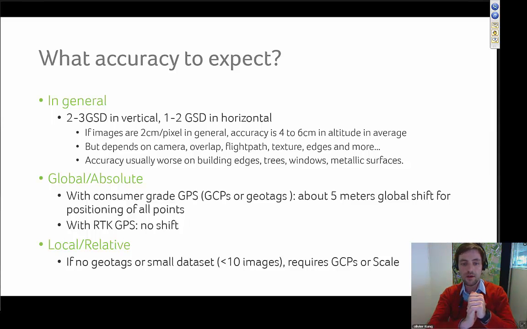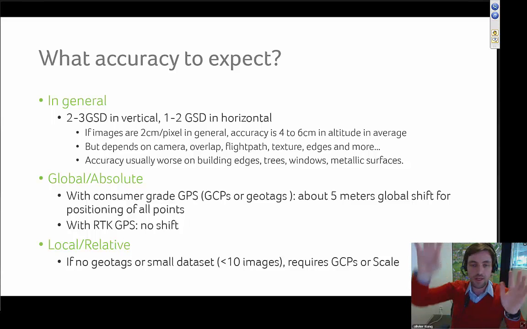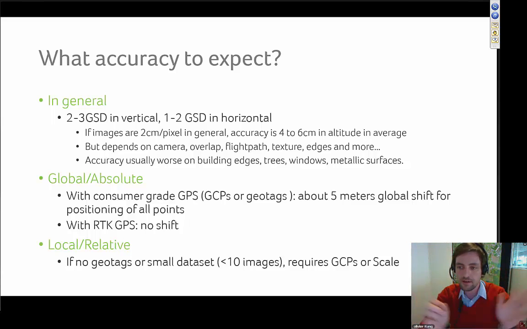Another thing maybe to think about is, imagine you would do a flight at midnight. So you would take images exactly at midnight where there is not a single source of light. Of course, all your images will be dark, black, and there will be zero accuracy. There will be nothing. The project will probably not even succeed. If you would have done this project at noon, where you would have nice light conditions, illumination, and so on, and your overlap is nice, probably you will obtain something very close to 2 to 3 GSD in vertical and 1 to 2 in horizontal.